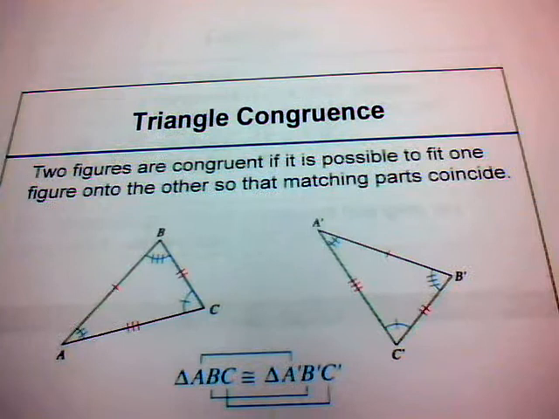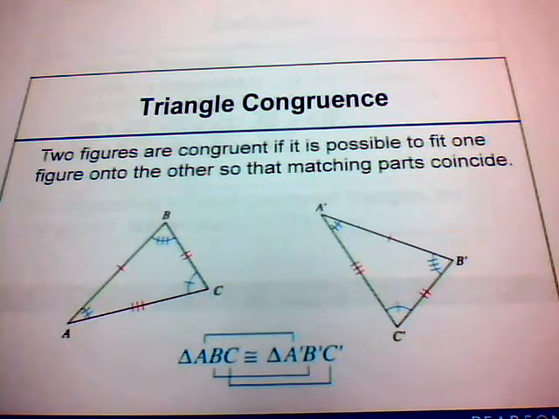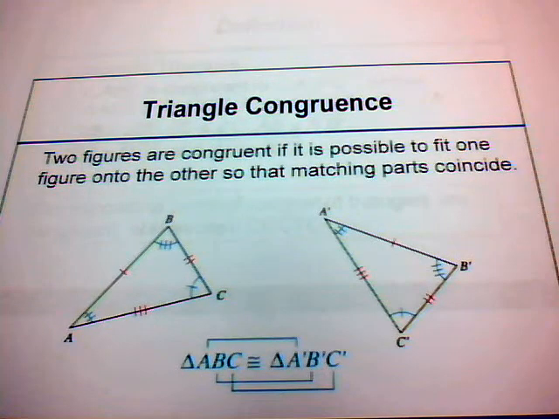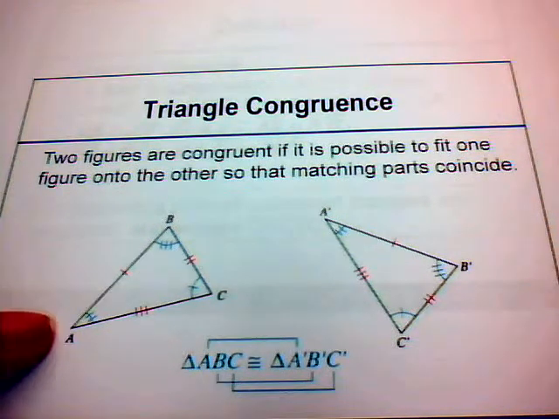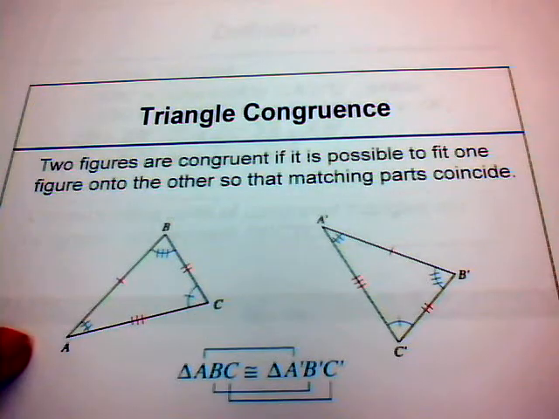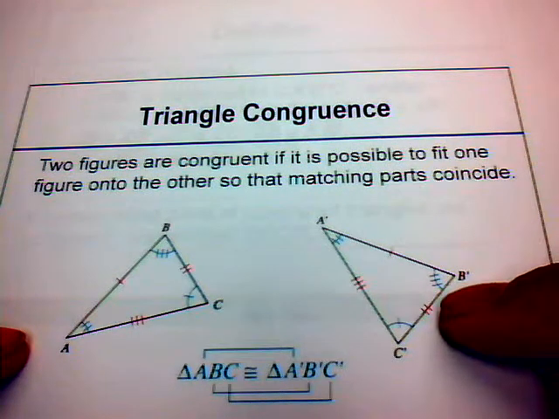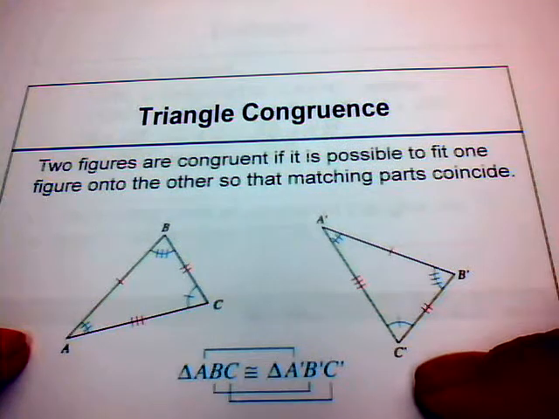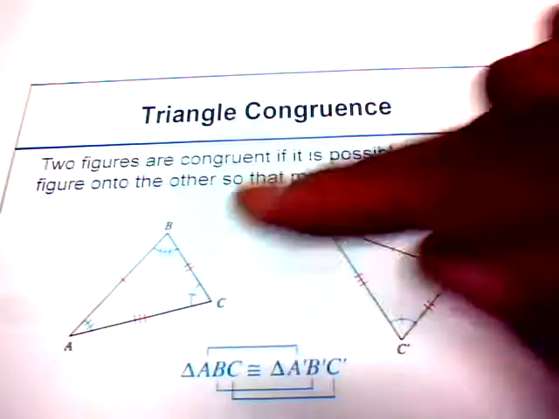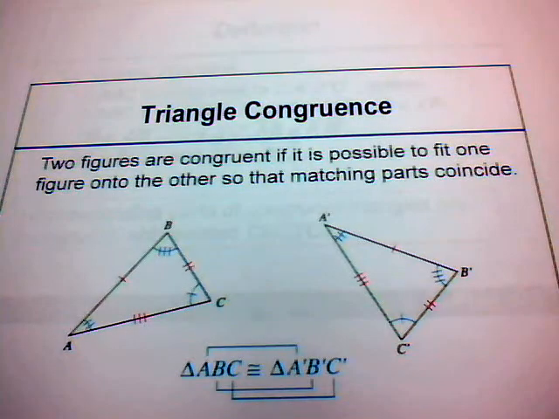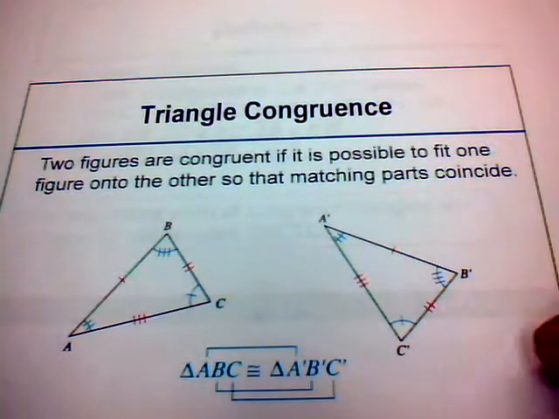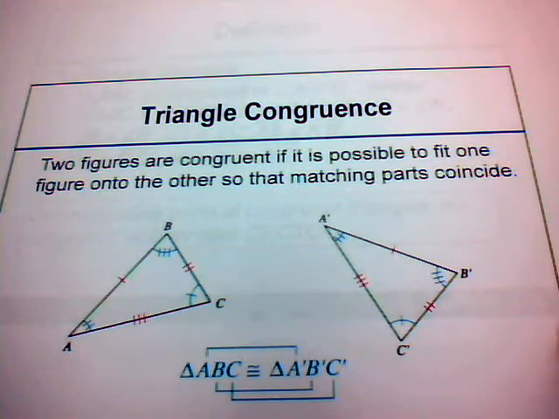Let's talk about triangle congruence. Two figures are congruent if it is possible to fit one figure onto the other so that matching pairs coincide. Like this triangle right here, ABC. If I'm able to fit this triangle, A prime, B prime, C prime, on top of this so that the matching pairs correspond to each other, then that means that these two triangles are congruent.